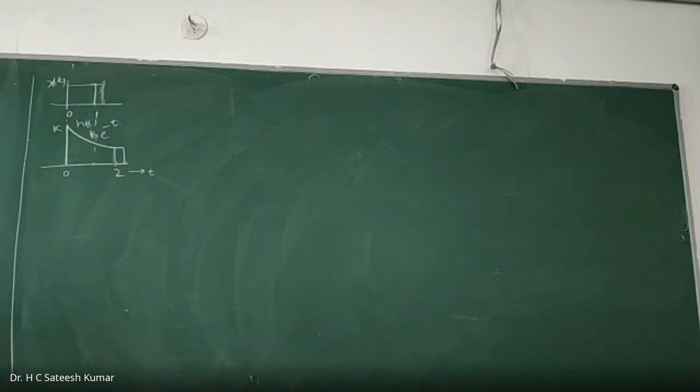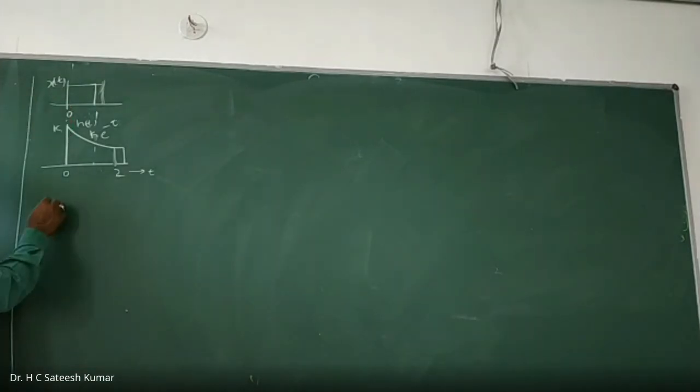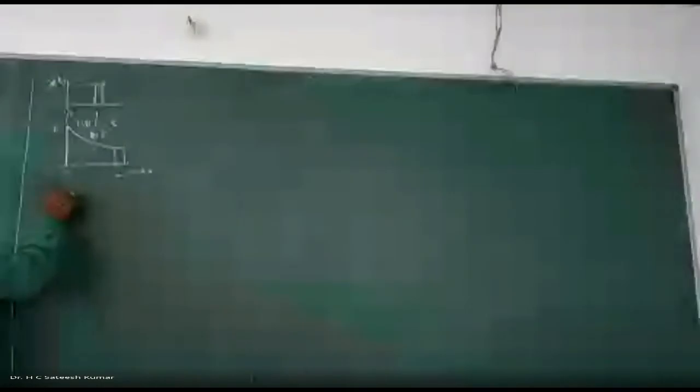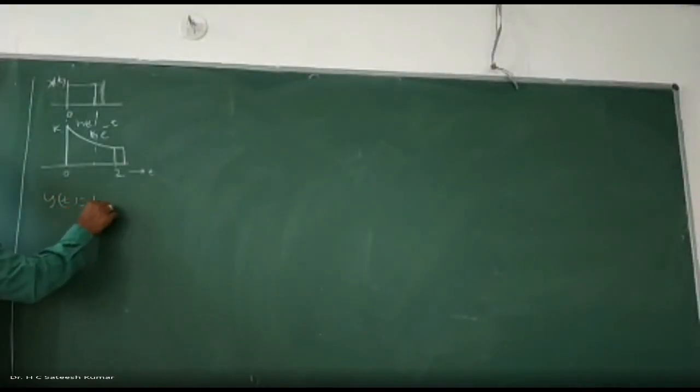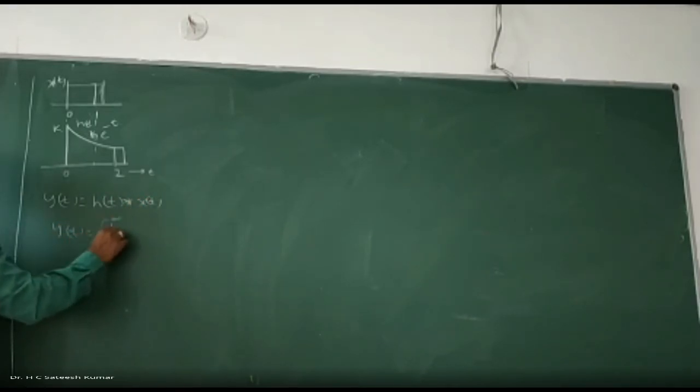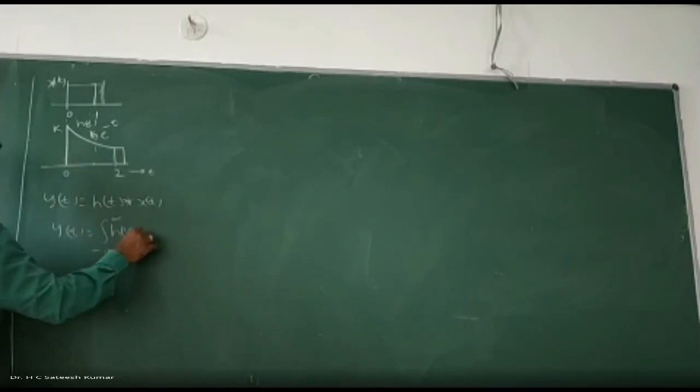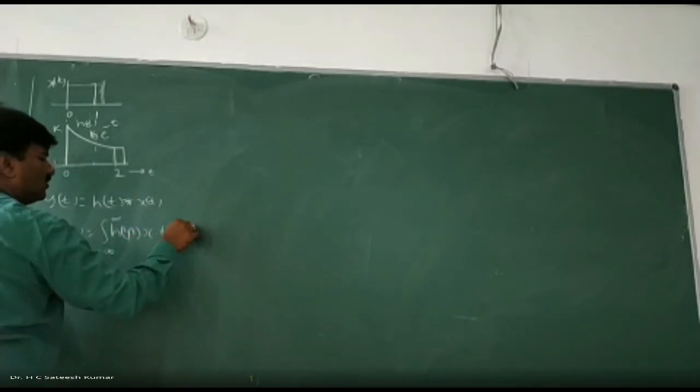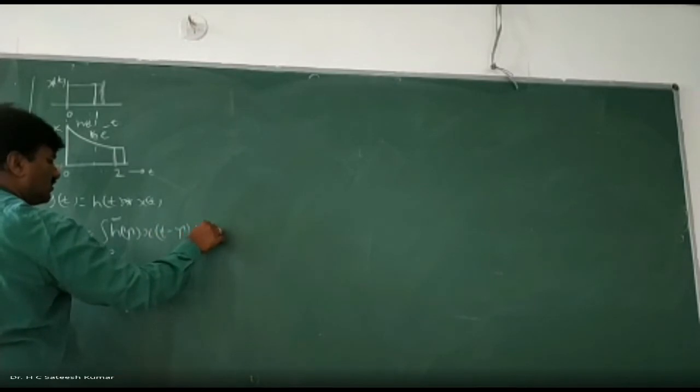Now which one do you want to shift? Whenever a time-dependent function is there, avoid shifting that one. Try to shift the first one. If you want to shift the first one, y of t is equal to h of t convolution with x of t, we should take it. And y of t is equal to integration from minus infinity to plus infinity, h of tau into x of t minus tau d tau. Okay, right.